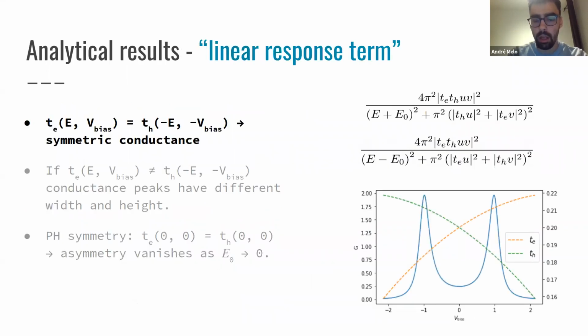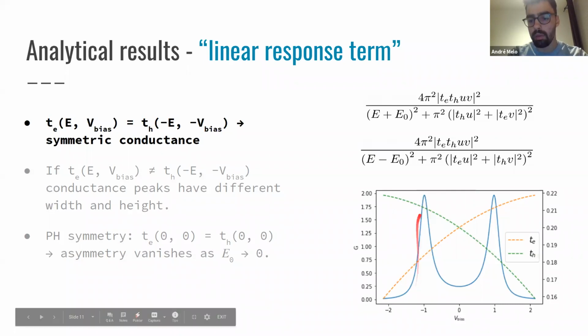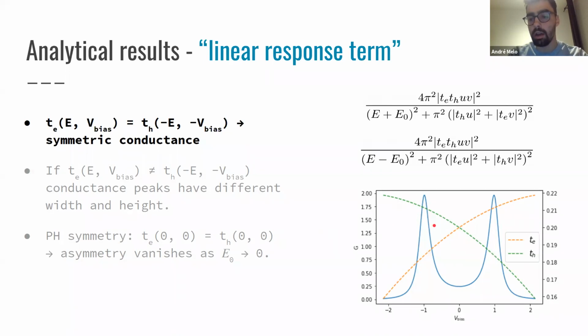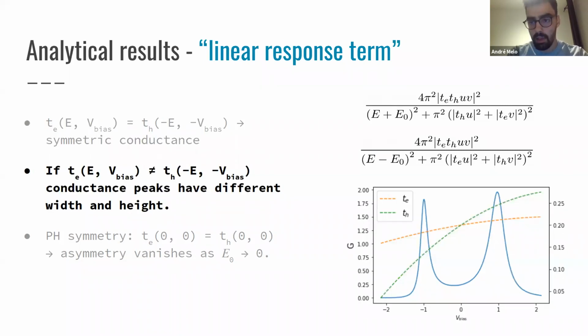Let me walk you through some consequences of this formula. The first one is that if we set T_e, the tunneling rate for electrons, to be T_h of minus E and minus V bias, this would be the linear response limit, and we recover symmetric conductance. This is a plot I'm showing here where I have both the conductance and the tunneling rates. If I obey the symmetry, then I recover particle-hole symmetric conductance. However, in general, this doesn't have to be the case. If I relax this assumption, I suddenly get peaks of different heights and widths.